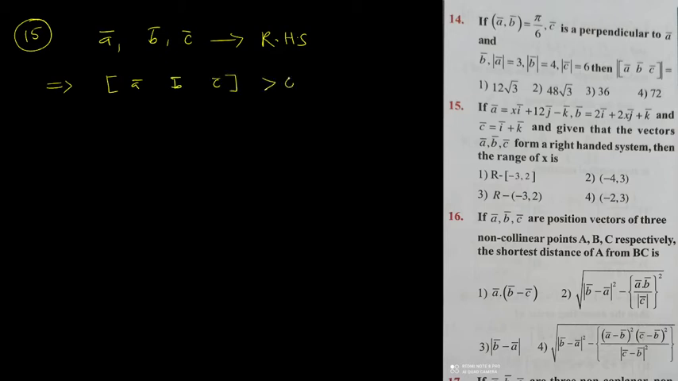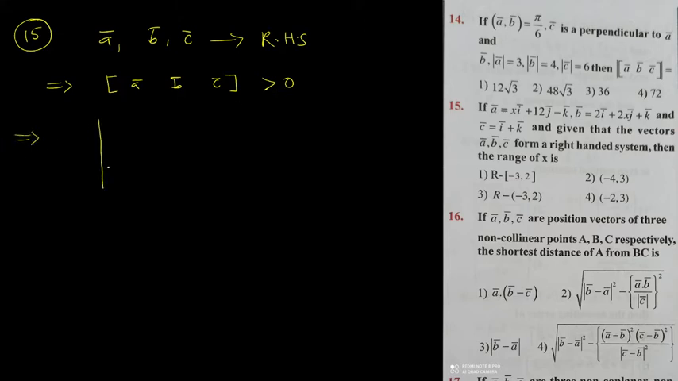See question number 15. Three vectors are given, a bar, b bar, c bar, and they form a right-handed system. That means the box value, the scalar triple product [a bar b bar c bar], is greater than 0. If three vectors form a right-handed system, the box value is positive. If they form a left-handed system, the box value is negative. So how to find the box value?